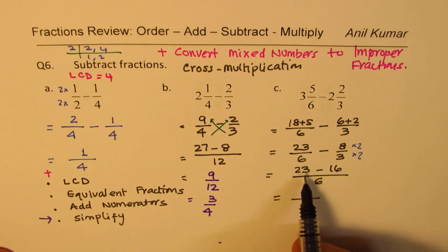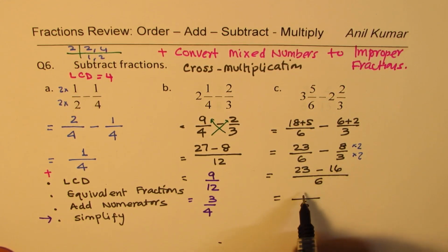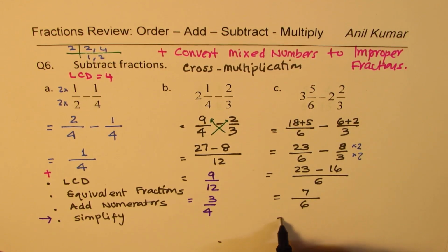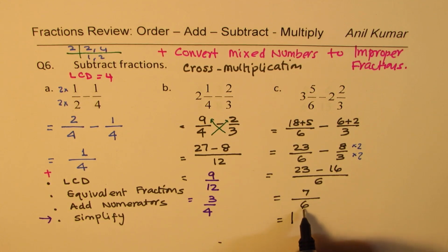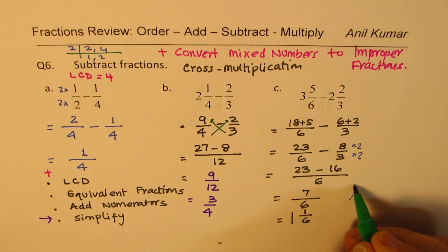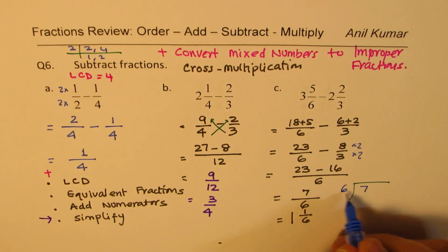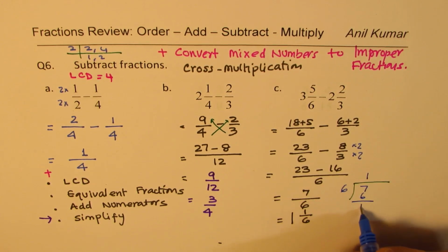So when you borrow, it becomes 13 and taking away gives you number 7. Now 7 over 6 is an improper fraction which could be written as 1 whole. So when you divide one time, remainder is 1 over 6. So if you want, you can always do it on the side, right? So we could do it on the side, dividing 7 by 6, one time 6, one time remainder.